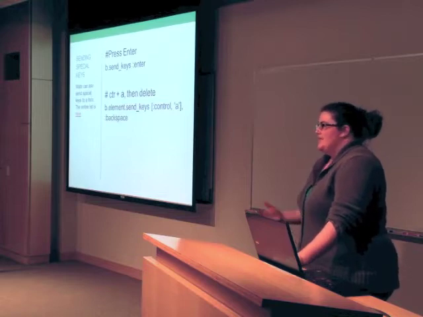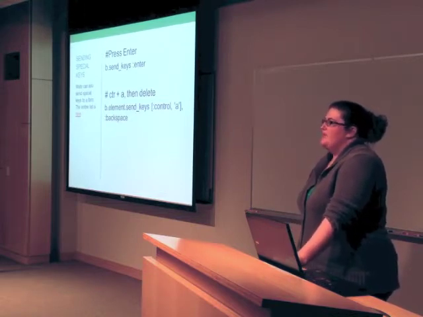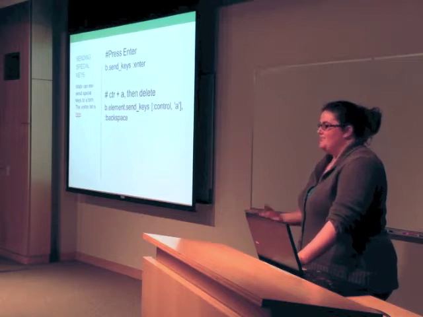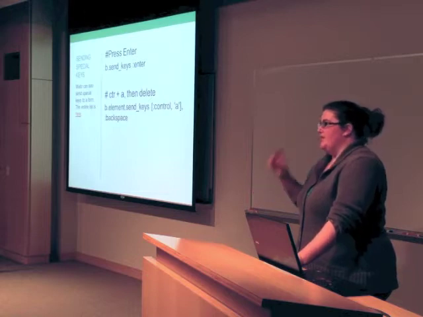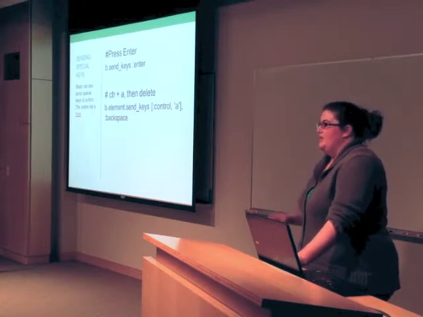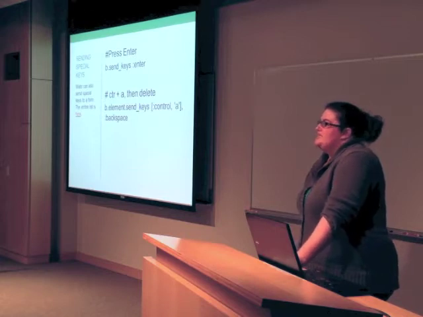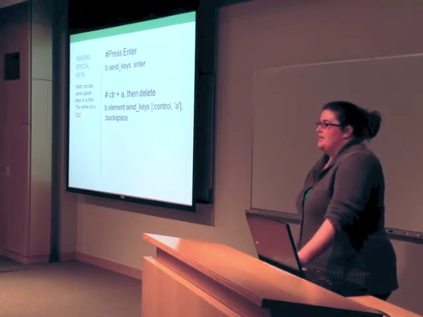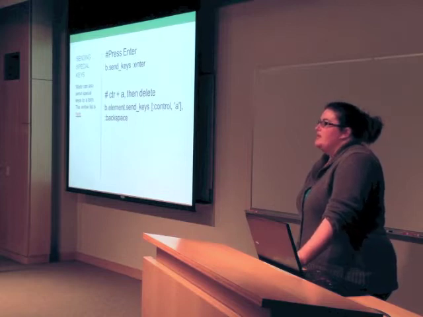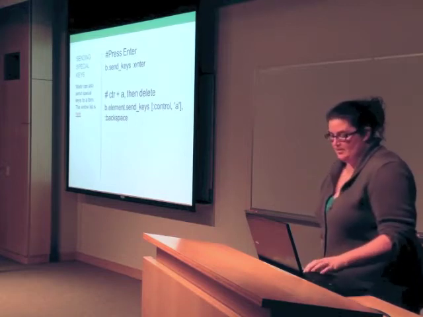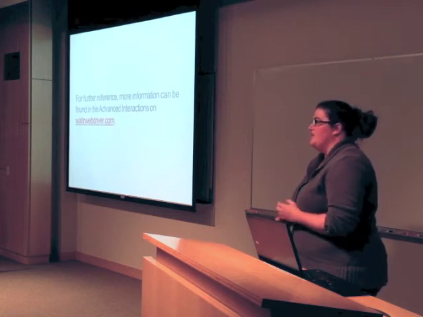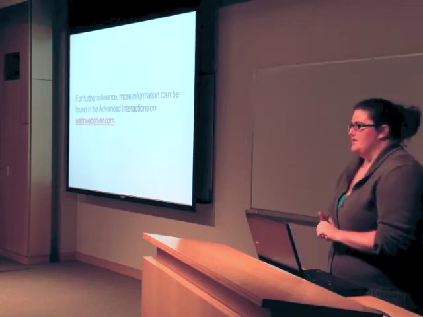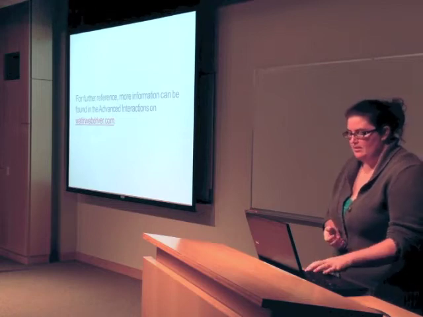And then a more advanced example, in the second example, I'm doing Control A and then I'm deleting. So the way you do that is browser element is whatever element definition you're going to use, so a text field or a text box. Send keys. The first one is telling it to do Control A, and then deleting. For further reference, more information can be found in the Advanced Interaction section on watirwebdriver.com. This also applies for Watir Classic.